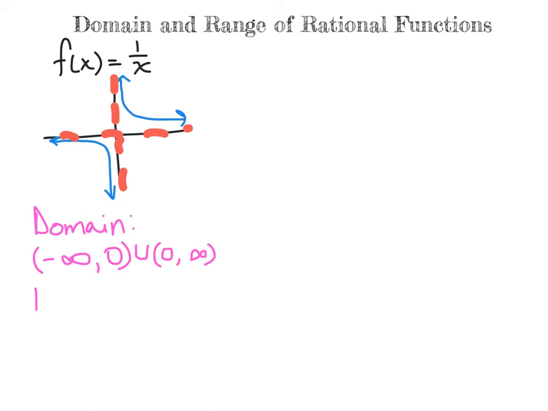The same can be said for our range. Remember, your range are all of your y values. So range is going to be also negative infinity to 0, not included. We have that jump at 0 to positive infinity.